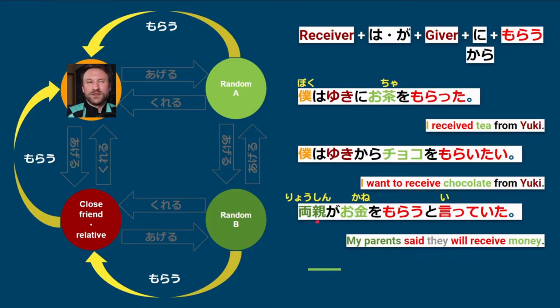Next sentence is the same one as before, but 両親がお金をもらおうと言っていた。My parents said they will receive money. So this is the sentence I was talking about before, basically. So they're not the topic of the sentence, but they're the subject because they're marked by ga. They said they're going to get money.